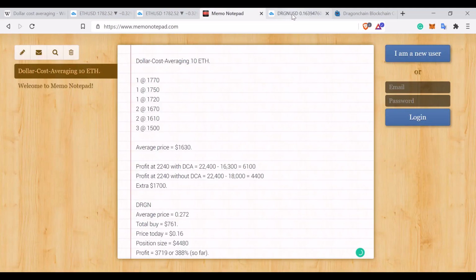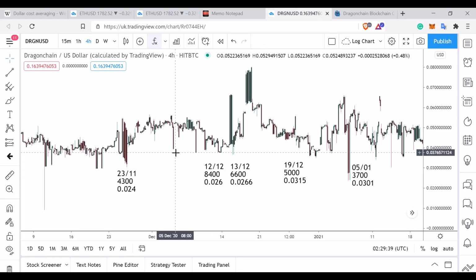So let's turn to a success story. This is a cryptocurrency called DragonChain, which I've been following for a number of years.